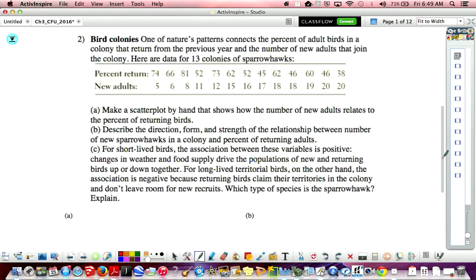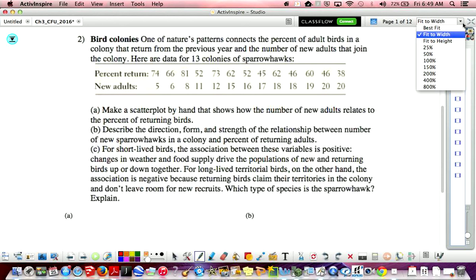In number 2 it says, one of nature's patterns connects the percent of adult birds in a colony that returned from the previous year and the number of new adults that joined the colony. Here are data for 13 colonies of sparrowhawks. So the percent that return and the number of new adults. Is there a connection between the two? In A it says, make a scatter plot by hand that shows how the number of new adults relates to the percent of returning birds.